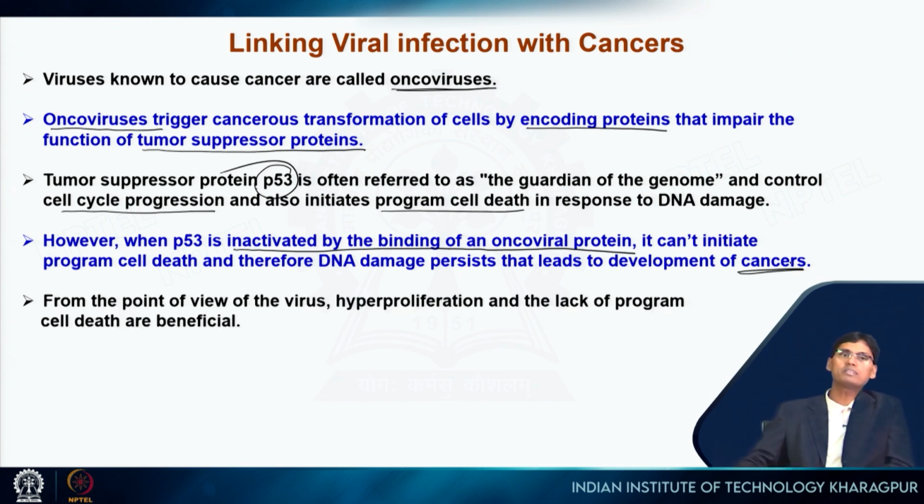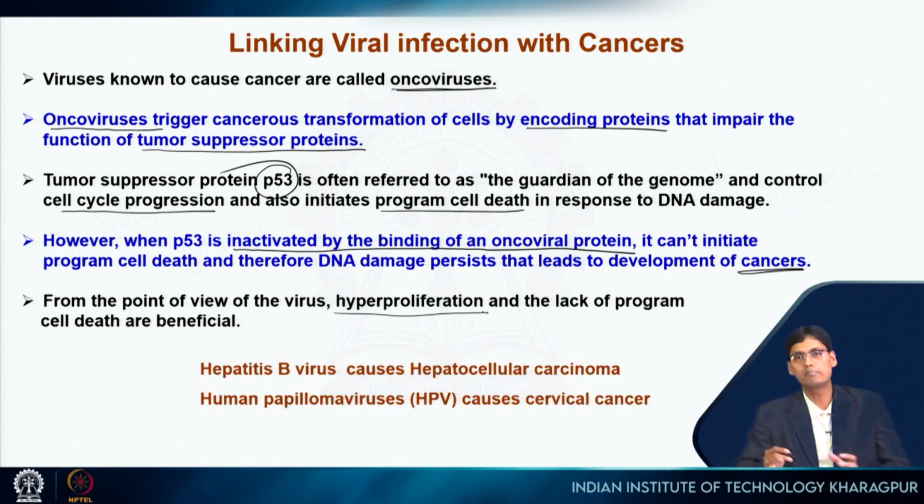And I would like to give a few examples also. But from the point of view of the virus, this hyperproliferation of host cells and the lack of programmed cell death are beneficial, because cells are not dying. If the cells are surviving and proliferating, like in case of cancer, then viruses can also multiply there. So that's why I am saying that from the viral perspective, this is advantageous for them.